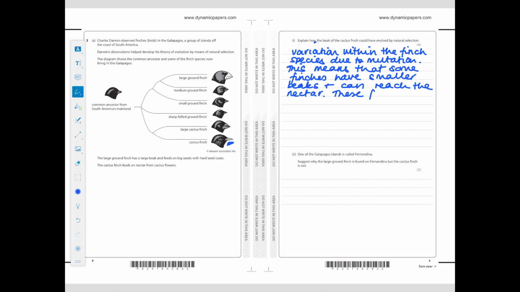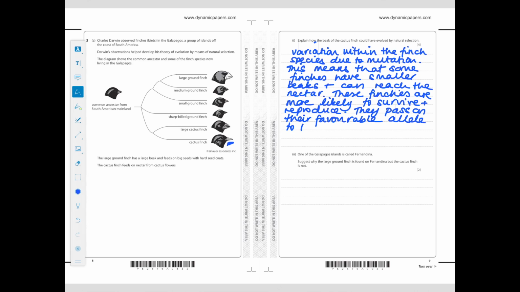These finches are more likely to survive and subsequently reproduce. And that's the key thing when we're talking about natural selection. They must reproduce, because when they reproduce, they pass on their favourable allele to their offspring. And that really is the mechanism of natural selection.